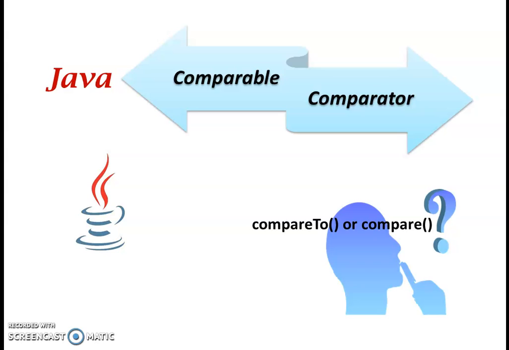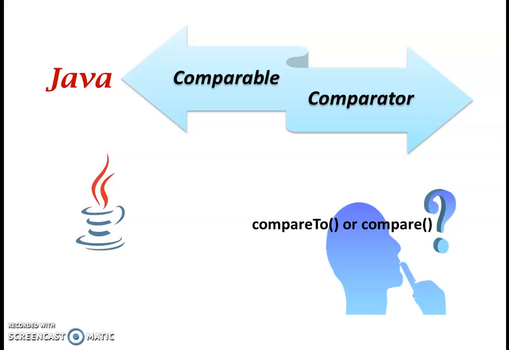In today's session, we are going to discuss comparable and comparator interfaces of Java. These are important interfaces of Java. By the end of this video, you will be able to distinguish between the two. So let's begin today's video.